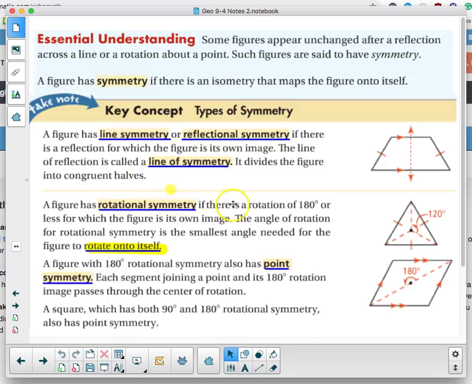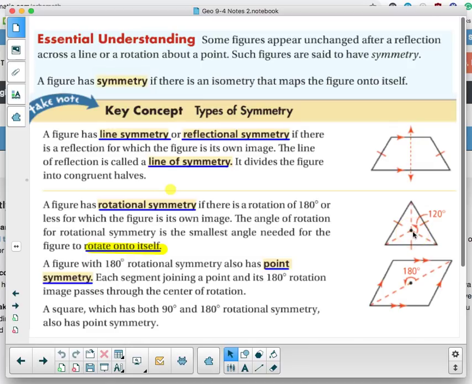A figure has rotational symmetry if there is a rotation of 180 degrees or less for which the figure is its own image. The angle of rotation for rotational symmetry is the smallest angle needed for the figure to rotate onto itself. So in this triangle, and in any regular figure, because all the sides and interior angles are the same, I just divide 360 by the number of sides, and that tells me the smallest rotation to bring it back to itself. So 360 divided by 3 is 120, and that's the smallest rotation to bring the figure back to itself. And that rotation is about the center of the polygon.